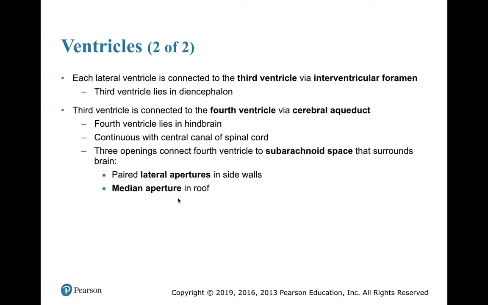The third ventricle is connected to the fourth ventricle through the cerebral aqueduct, and the fourth ventricle is found within the hindbrain. They are all continuous with the central canal of the spinal cord. There are three openings connecting the fourth ventricle to the subarachnoid space that we'll talk about when we talk about protective structures in the brain. They are the paired lateral apertures in the side walls and a median aperture in the roof.